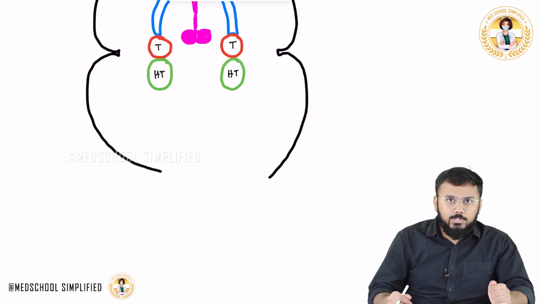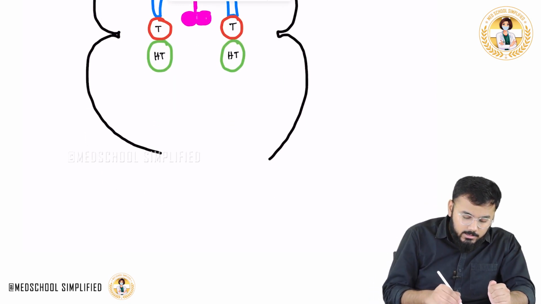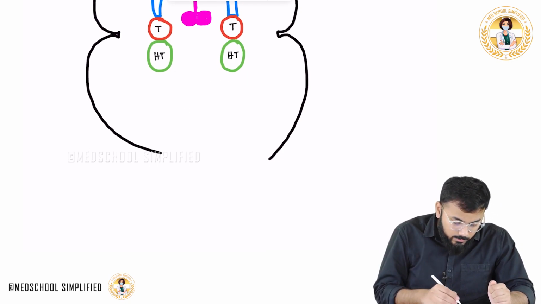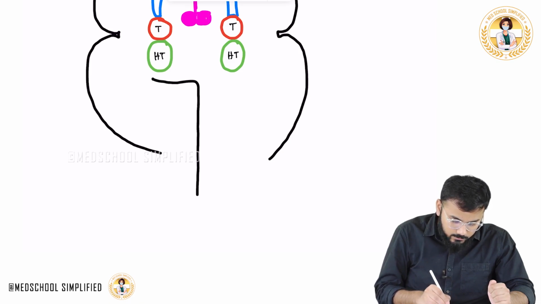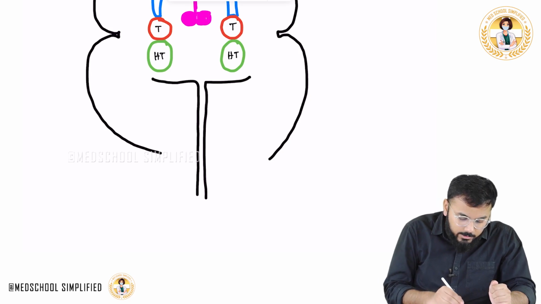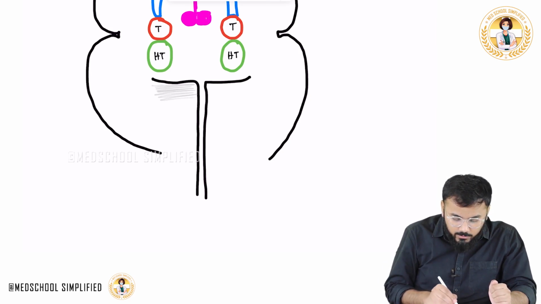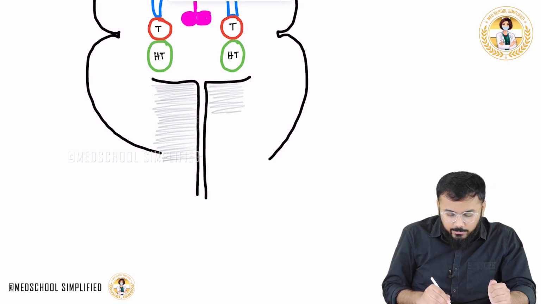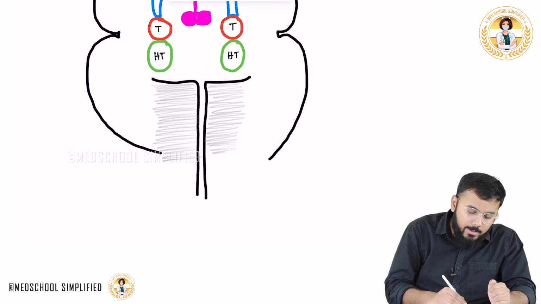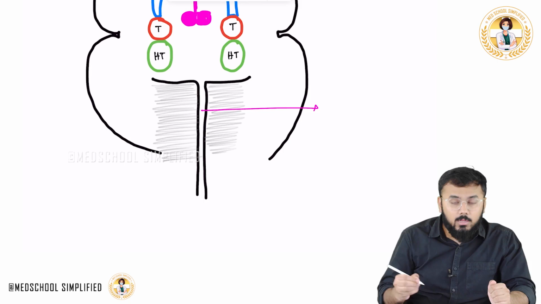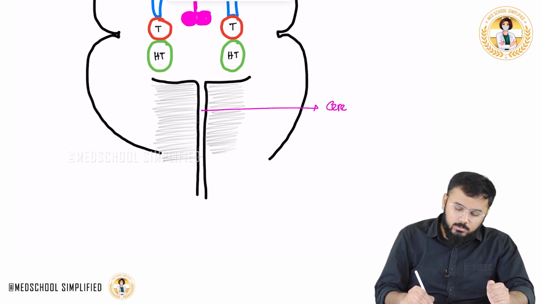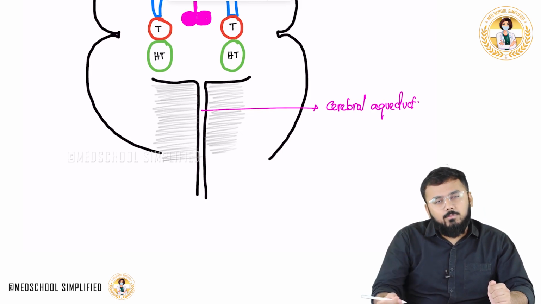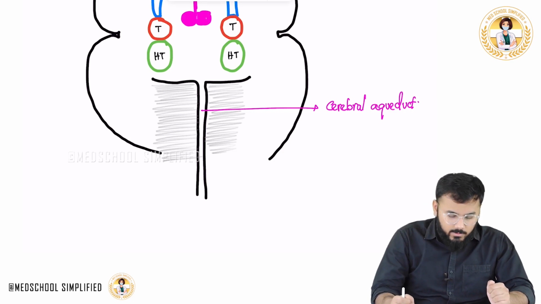Next important thing you have got over here is this structure which I am drawing right now. See this structure whatever I am drawing right now is called your midbrain. So this particular structure is your midbrain. What is the gap in between the midbrain? This gap in between the midbrain is called your cerebral aqueduct. Can anyone name the other name for the cerebral aqueduct? This is also called the aqueduct of Sylvius, right?